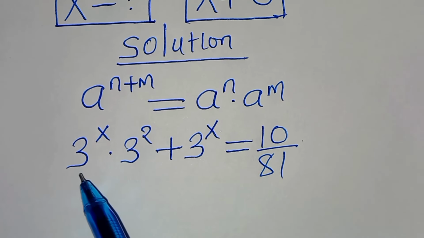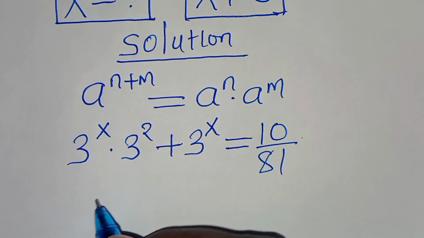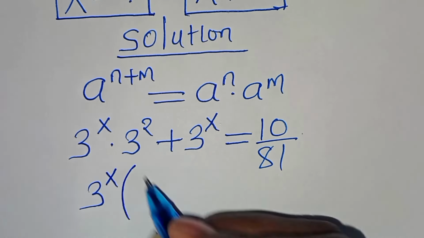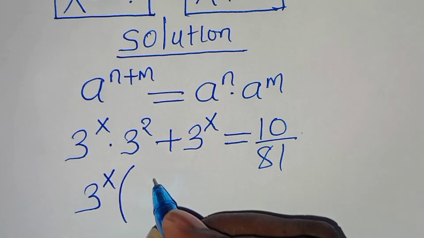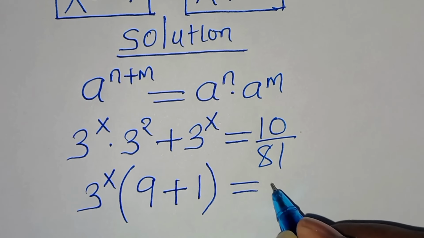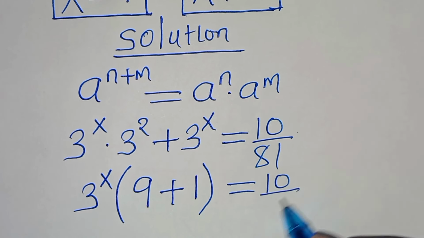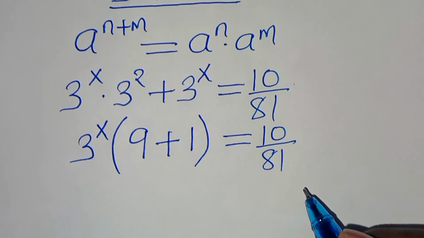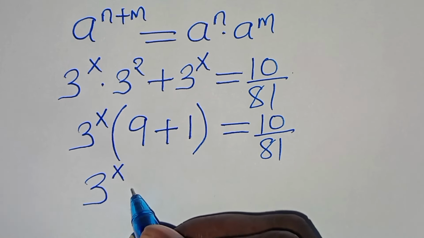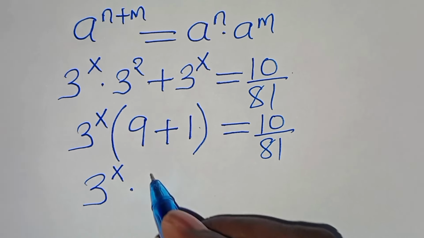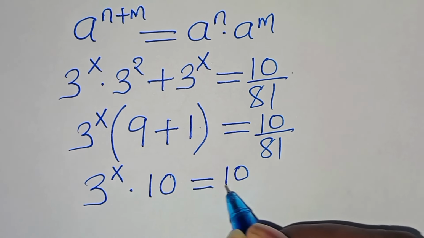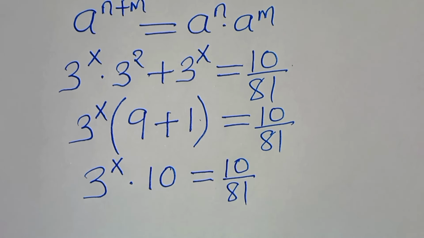The next step is that 3 to the power of x is common here. We can factor out 3 to the power of x, so that now in the parentheses we have 3 squared, which is 9, then plus 1. This is equal to 10 over 81. The next step is that we have 3 to the power of x multiplied by 9 plus 1, which is equal to 10. This is equal to 10 over 81.